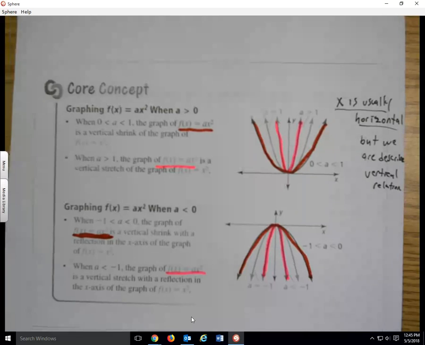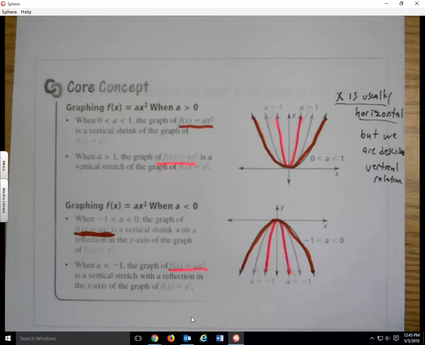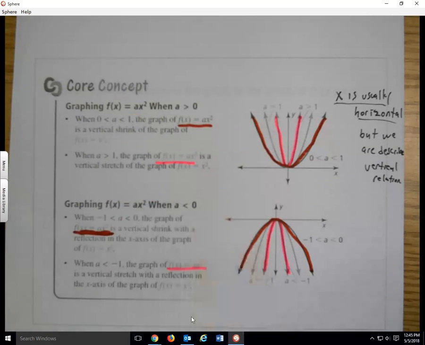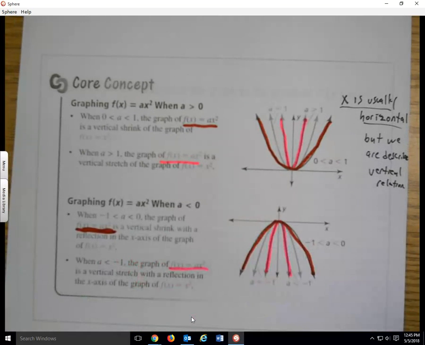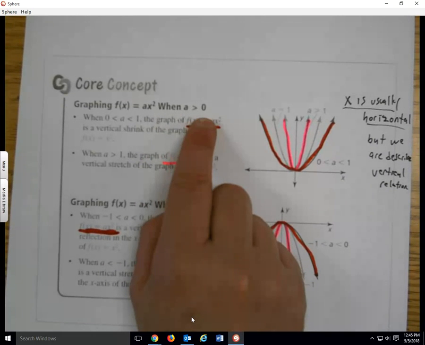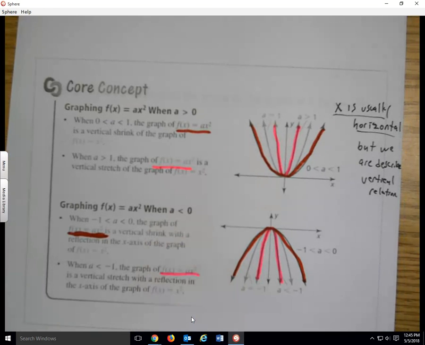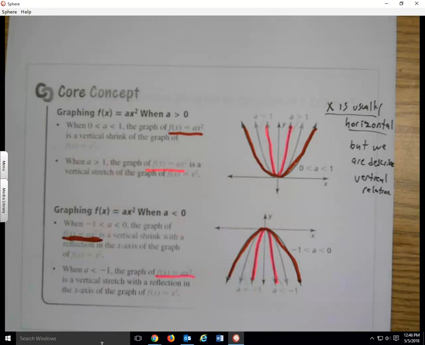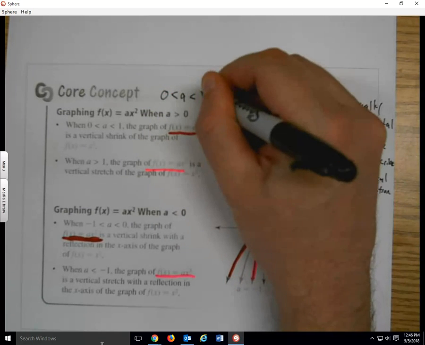You can follow along in the textbook if it's a little blurry, because this part is a little blurry, even though I'll read it out loud. Okay, so now we're going to graph when there's an a in front of the parent function x squared, and you treat it differently if the a is greater than 0 than when it's less than 0. So we'll talk about that. And then when it says 0 is less than a, which is less than 1, let me write that down.